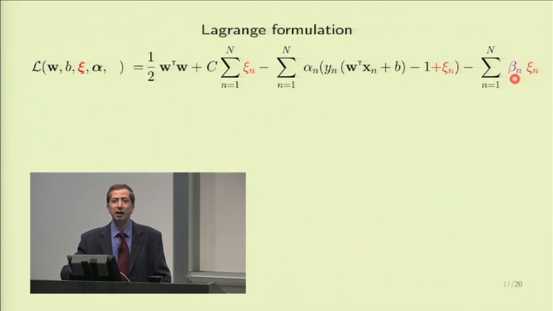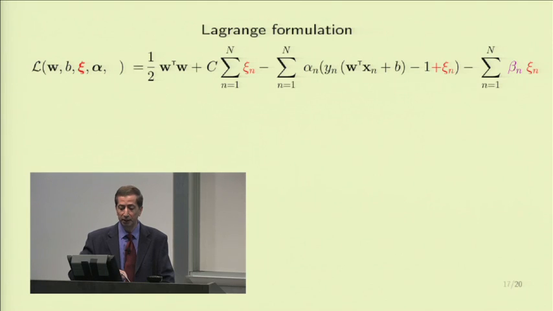I need to multiply it by a Lagrange multiplier, a new one. So I call this beta. Okay? And I do this for all the constraints, capital N of them. And I have a minus because this is in the direction greater than or equal to. So absolutely nothing different here. Okay, and now I add the new Lagrange multipliers to my Lagrangian, and I get this, okay?